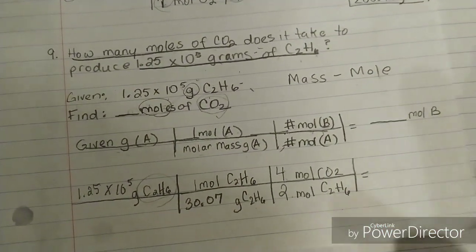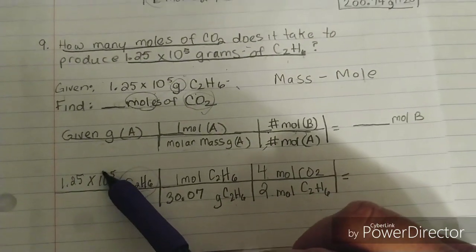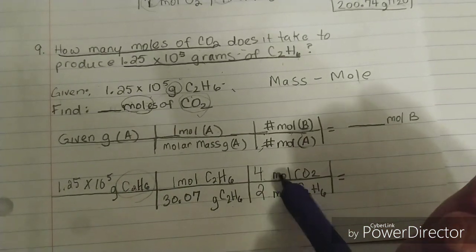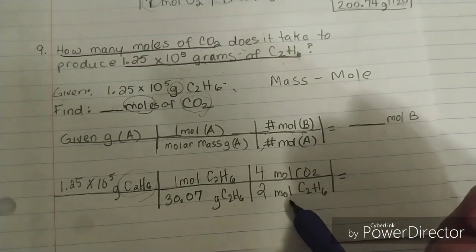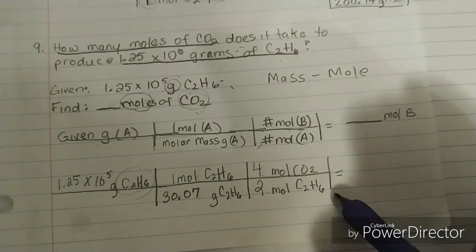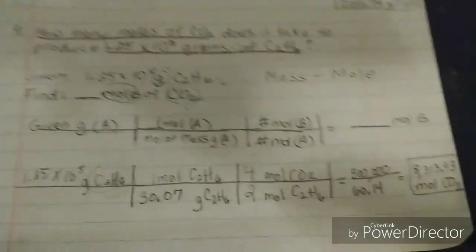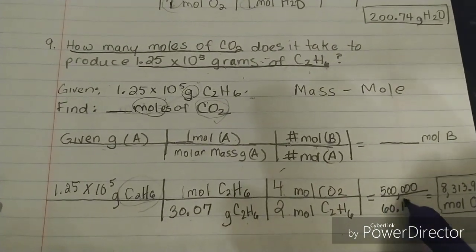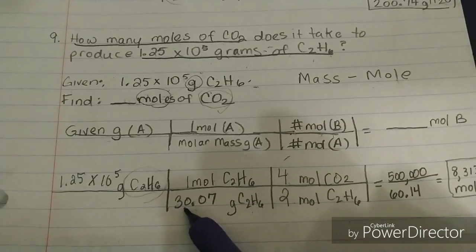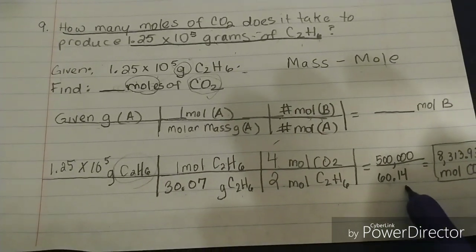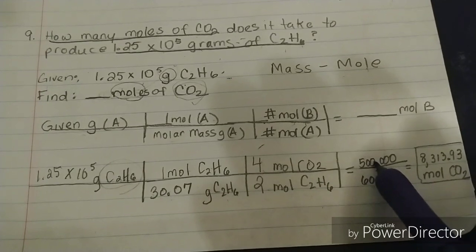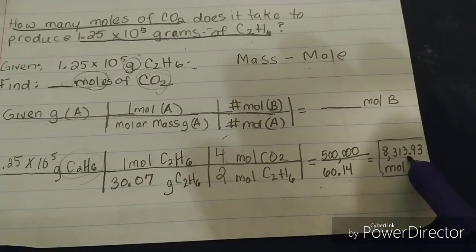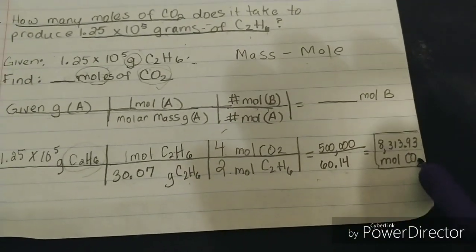Okay, so we filled up all the boxes. All we have to do is just like we did for every other single one we've done. We multiply the numbers across, multiply also the numbers across on the bottom, and divide the top by the bottom number. Okay, so multiplying the top numbers, we get 500,000. Multiplying the bottom numbers, we get 60.14. Now we divide the top by the bottom number, and our total is going to be 8,313.93 moles of carbon dioxide.